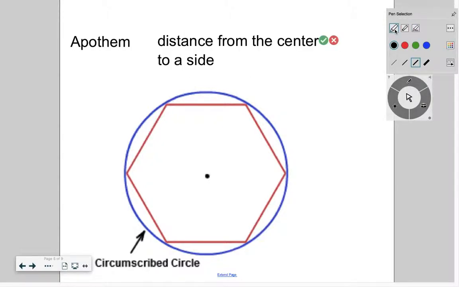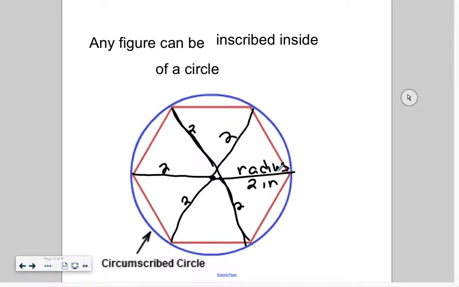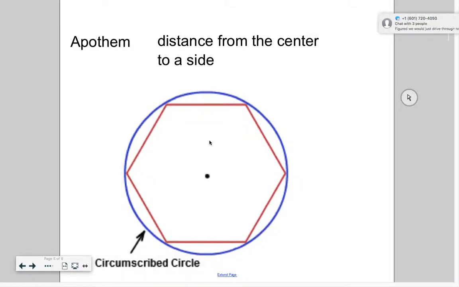All right, so a radius is the distance from the center to a vertex or a center to an angle, whereas an apothem is the distance from a center to the side. So if I draw from this center to this side, I have created an apothem. And there's 2 things that you need to know about apothems.